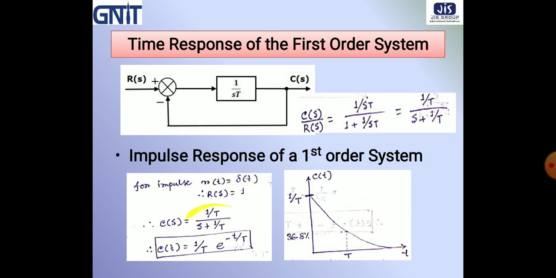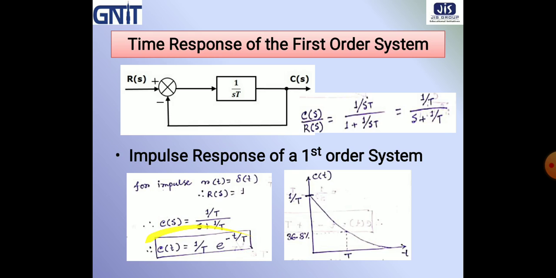Now if we apply inverse Laplace transform for this equation, then we get c(t) is equal to 1 by T e to the power minus small t by capital T. This is our time response or impulse response of a standard first order system. Now, what is the nature of the impulse response?